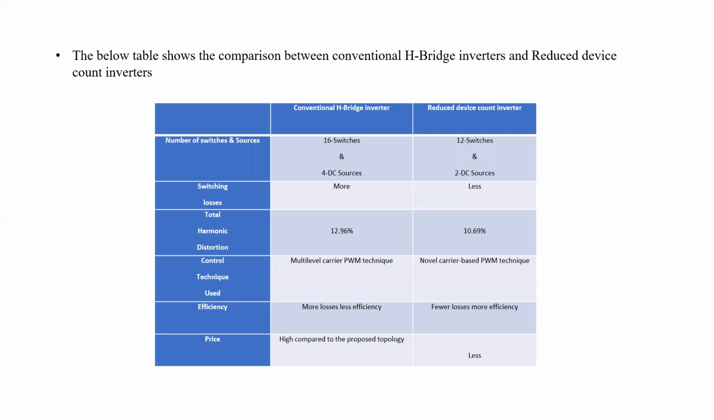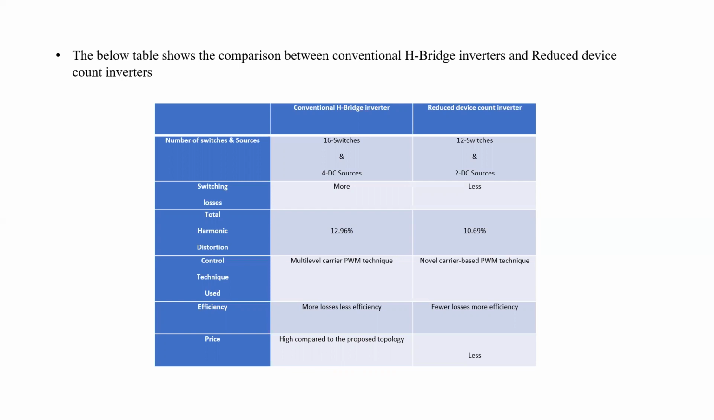For the conventional H-bridge inverter, the number of switches and sources used are 16 switches and 4 DC sources. Coming to the reduced device count inverter, we use 12 switches and 2 DC sources. Switches are reduced by 4 and DC sources are reduced by 2. Thus, we can reduce the switching losses and total harmonic distortion from the conventional H-bridge inverter to the proposed topology.